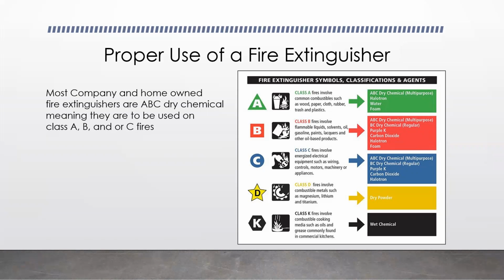Class C fires involve energized electrical equipment such as wiring controls, motors, machinery, or appliances. Class D fires involve combustible metals such as magnesium, lithium, and titanium. Class K fires involve combustible cooking media such as oils and grease, commonly found in commercial kitchens.